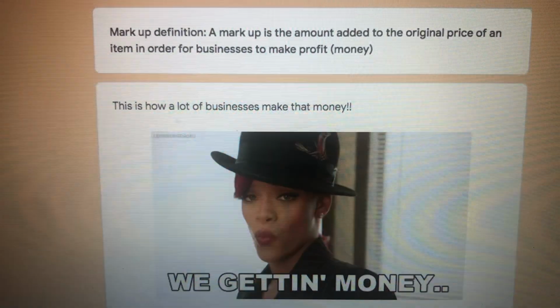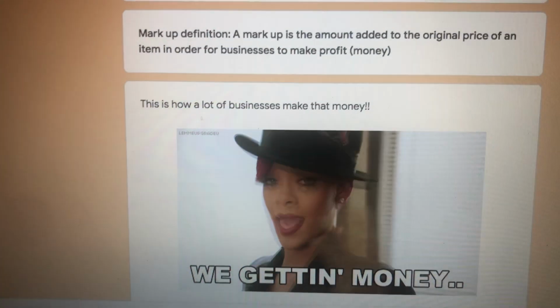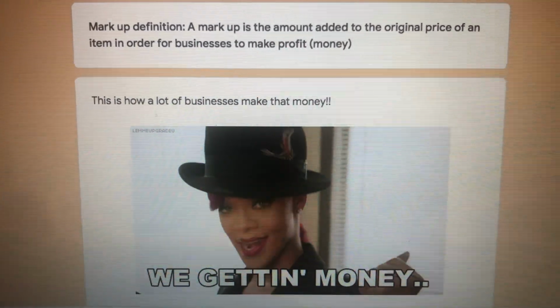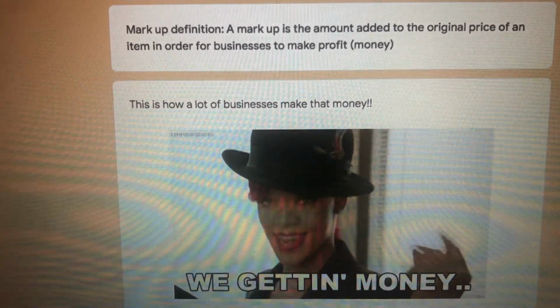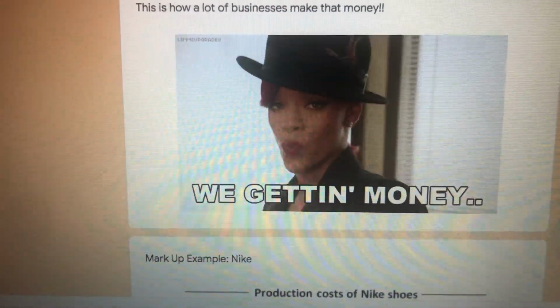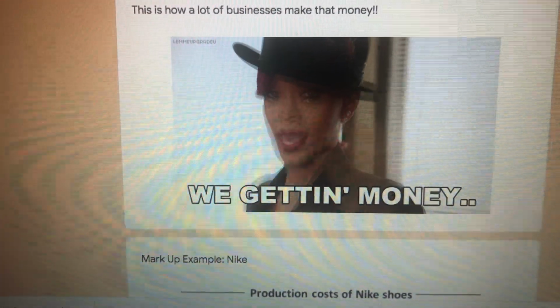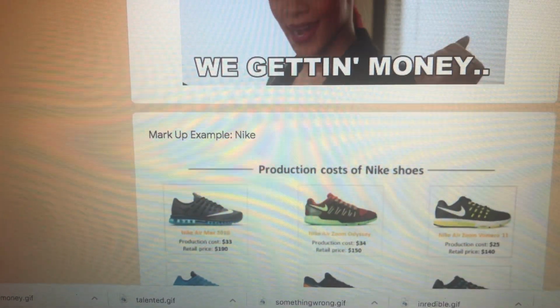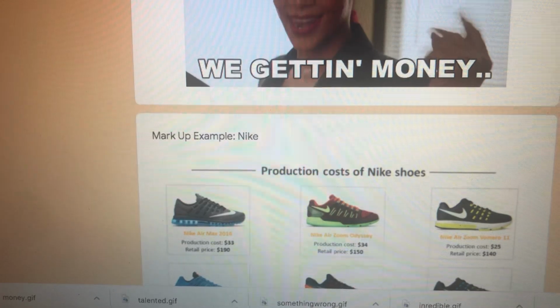A markup is the amount of money that is being added. Remember, it's added to the original price of an item in order for a business to make money. Just like Rihanna said, this is how we get in money, okay? All the businesses mark up their prices or else they will not make any money.